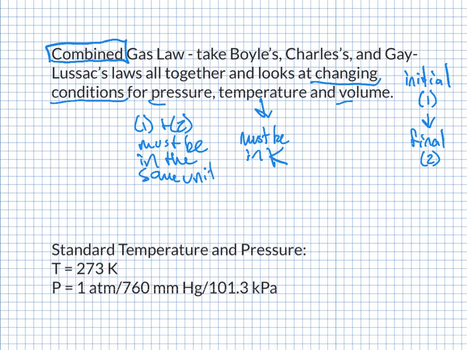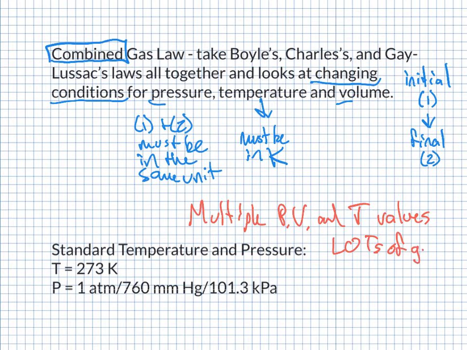So the thing you're going to recognize when you are looking at these problems is that you are going to have multiple pressure, volume, and temperature values. So you're going to end up having lots of givens, which can be kind of confusing, but not if you recognize that you are just looking at multiple number 1s and multiple number 2s.